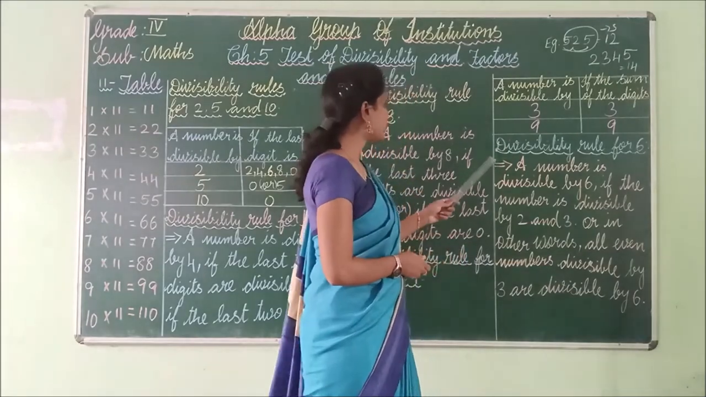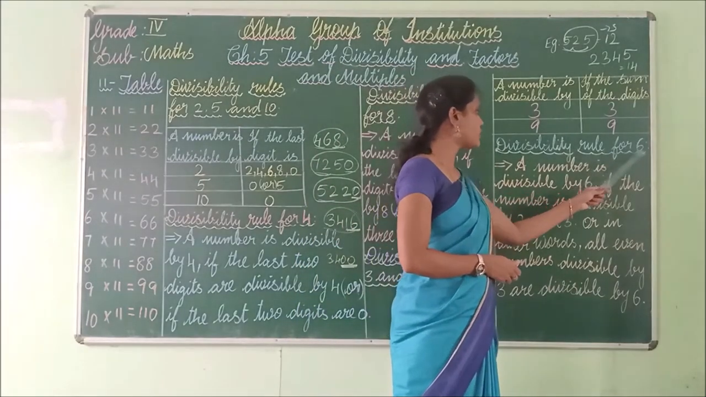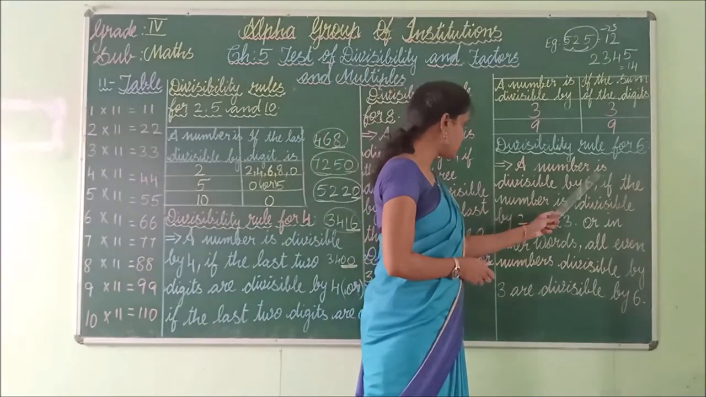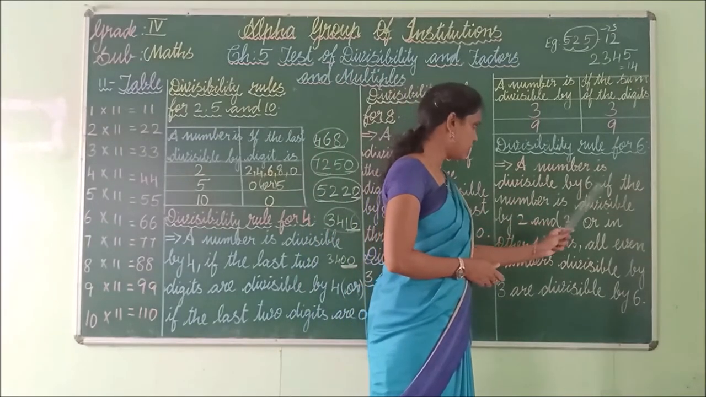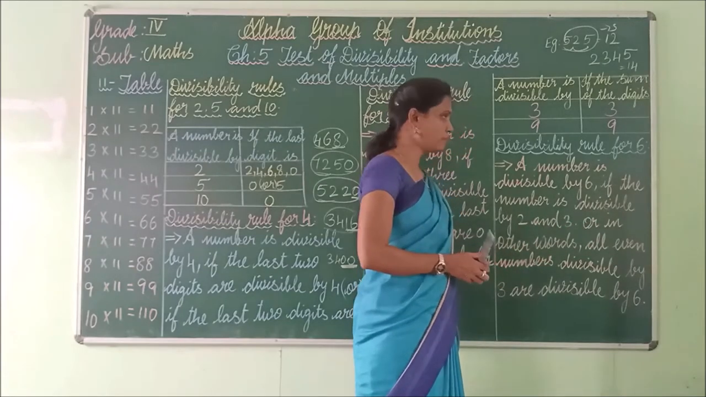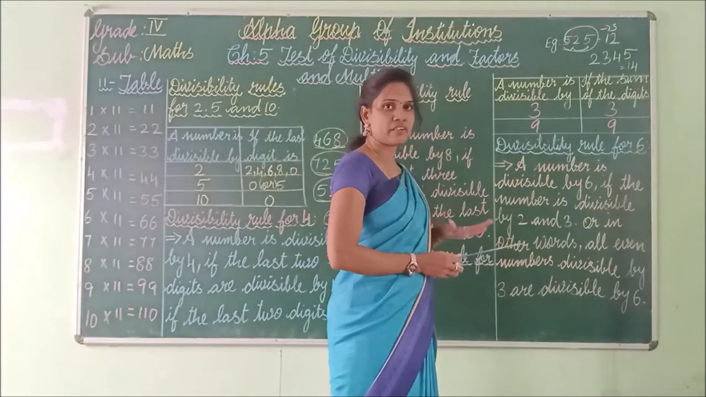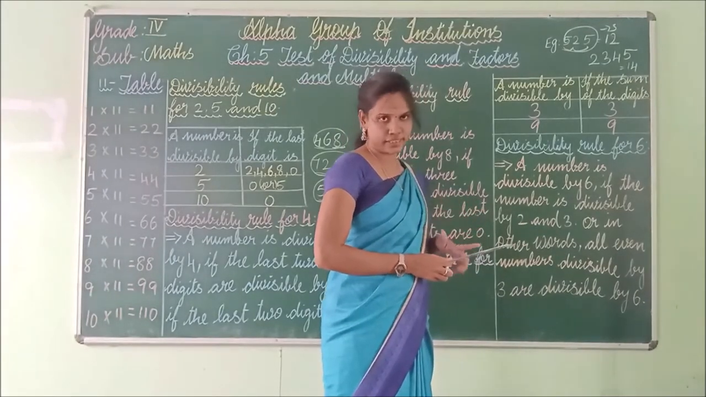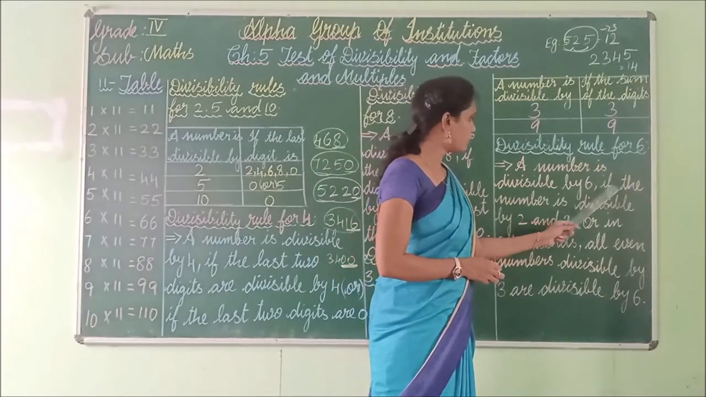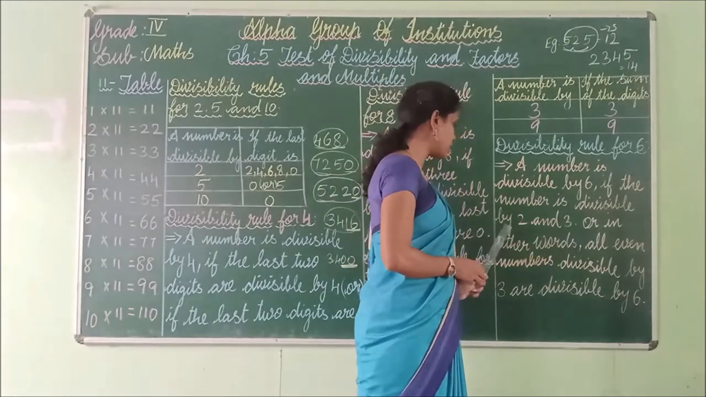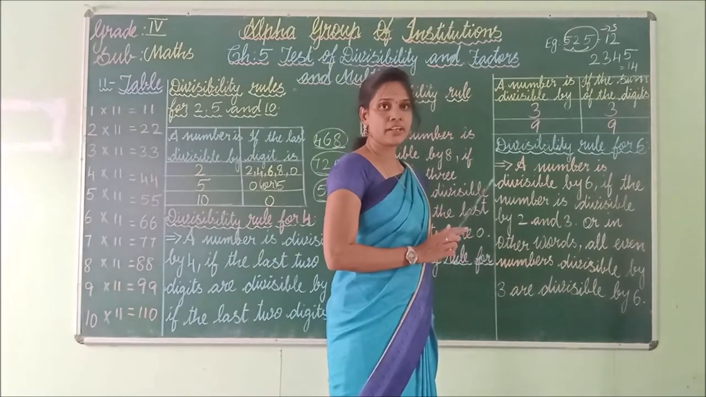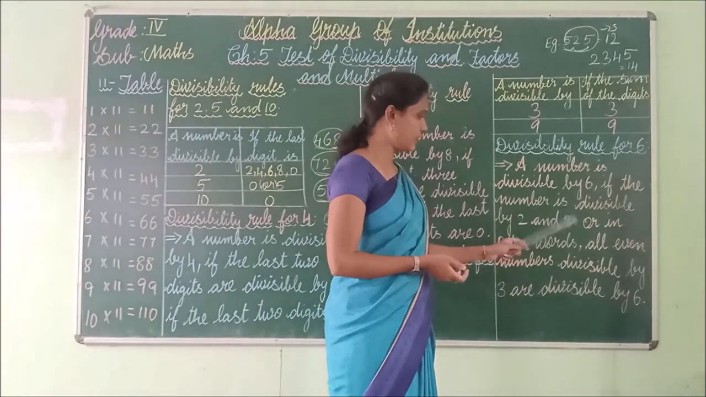Next one, divisibility rule for 6. See the rule here. A number is divisible by 6 if the number is divisible by 2 and 3. So it should be divisible in the 2 table and the 3 table.